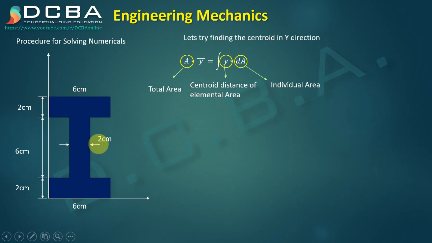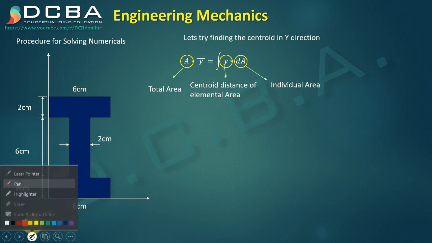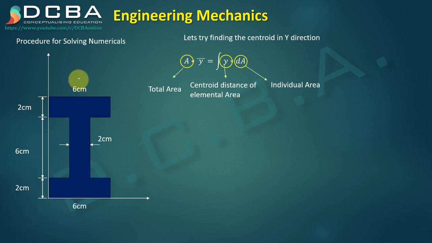Now let us see what is the procedure of solving numericals for finding the centroid. Let us say that we have this shape and these are the dimensions 2 cm, 6, 2. Let us say that this shape is symmetrical about the vertical axis, so definitely the centroid will lie on this axis of symmetry. So we can directly say that x bar is 6 by 2, which is 3 centimeter.